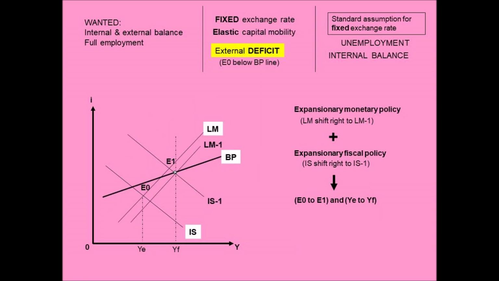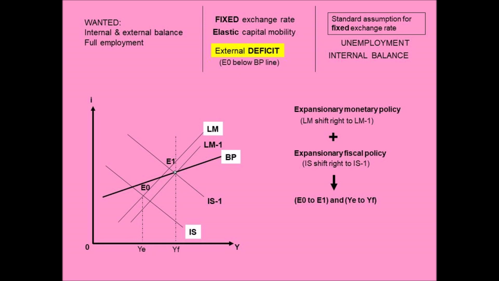Another different example is just slightly different in the situation. So elastic capital mobility, fixed exchange rate also, but now it's external deficit. External deficit, so the E0 point must be below the BP line. You see, IS and LM cross at internal balance at E0, YE is to the left of YF, meaning unemployment, and E0 is below the BP line, so external deficit. You want to achieve internal balance, external balance, and full employment. Full employment is YF. You want to achieve this one. You want to achieve also external balance, which is represented by the BP curve. This point is the only point.